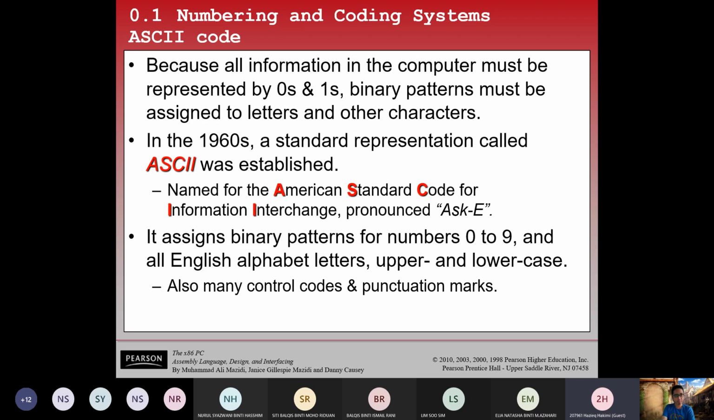So we have a new code called ASCII. American Standard Code for Information Interchange. Okay, so that's the full term of that. It assigns binary patterns for the numbers 0 to 9, and all English alphabet letters, upper and lower case. So like our normal alphabet, we have numbers and also alphabets. And also we have control codes and punctuation marks.